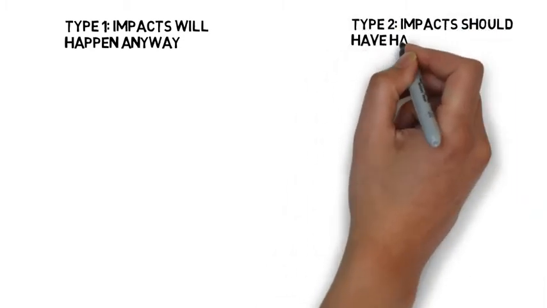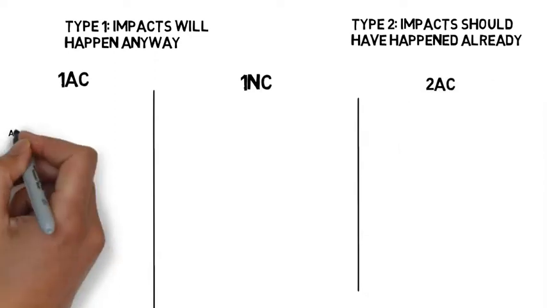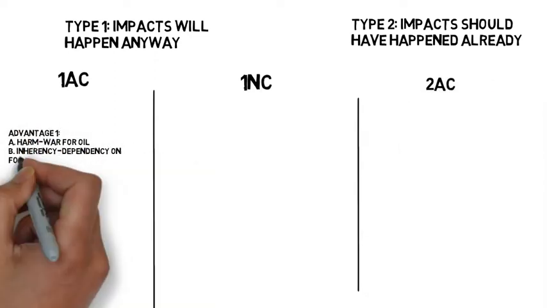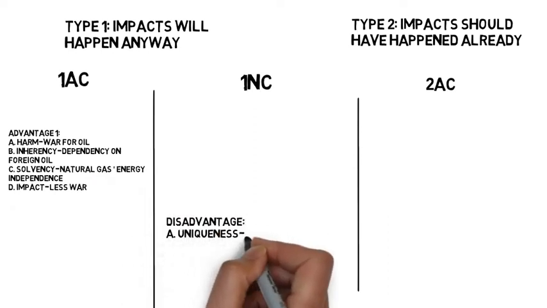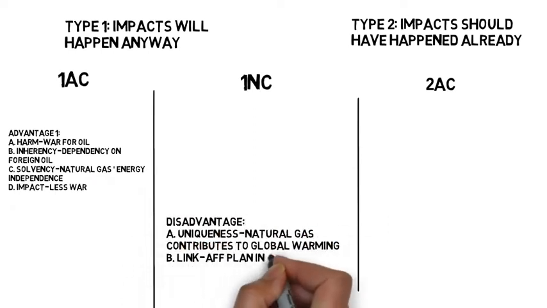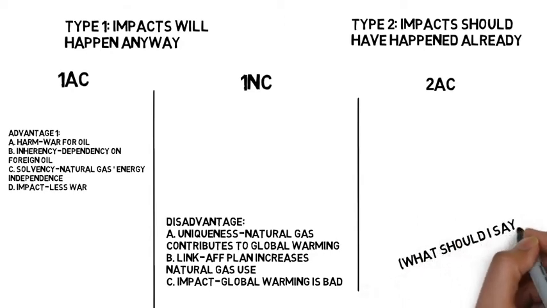Let's consider a hypothetical example. The affirmative advocates investing in natural gas as an alternative energy source, with the advantage of reducing the dependence on foreign oil and lessening the chance for international war. The negative develops a complete disadvantage, which essentially argues that natural gas contributes to global warming, and they have some pretty good uniqueness evidence to support that claim. They also have some pretty well-researched impacts on global warming.